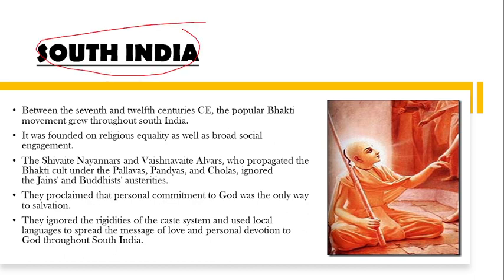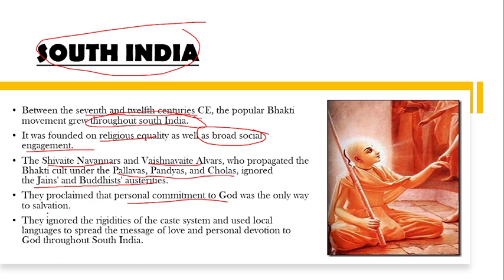In South India, between the 7th and the 12th centuries, the popular Bhakti movement grew. It was founded on religious equality as well as broad social engagement. The Shaivite Nayanars and the Vaishnavite Alvars, who propagated the Bhakti cult under the Pallavas, Pandyas, and Cholas, ignored the Jain and Buddhist austerities, and they proclaimed that personal commitment to God was the only way to salvation. They ignored the rigidities of the caste system and used local languages to spread the message of love and personal devotion to God throughout South India.